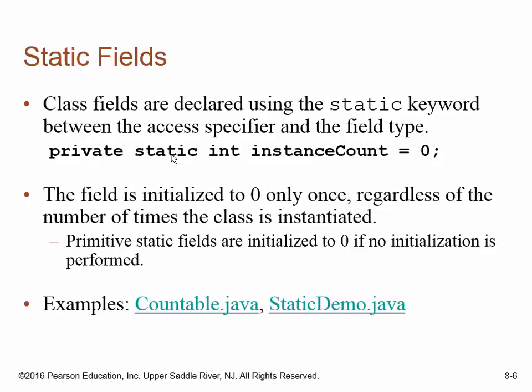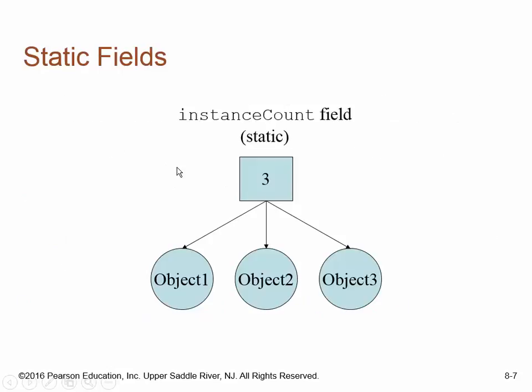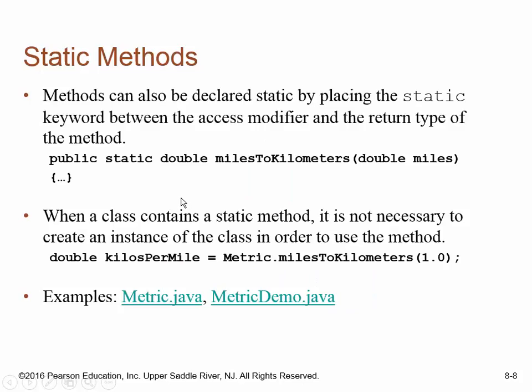It's the difference between this. If I create 100 different rectangles, do I want 100 different counters, each with a value of 1, or do I want one counter with a value of 100? If I want one counter with a value of 100, I make it static. There's an example of this in the book. We'll go over that later, so I'm not going to do that right now.